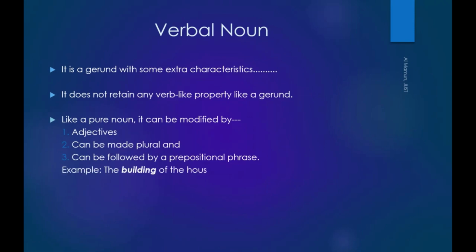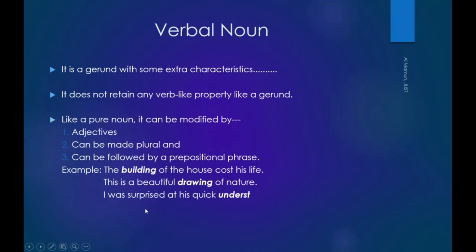For example, the building of the house cost his life. So here building comes from the verb build, but as we have a determiner before it and as it is followed by a prepositional phrase, it functions as a pure noun. Or you can say this is a beautiful drawing of nature. Here drawing comes from the verb draw and before the noun we have a determiner as well as an adjective modifying the noun, and also it is followed by a prepositional phrase.